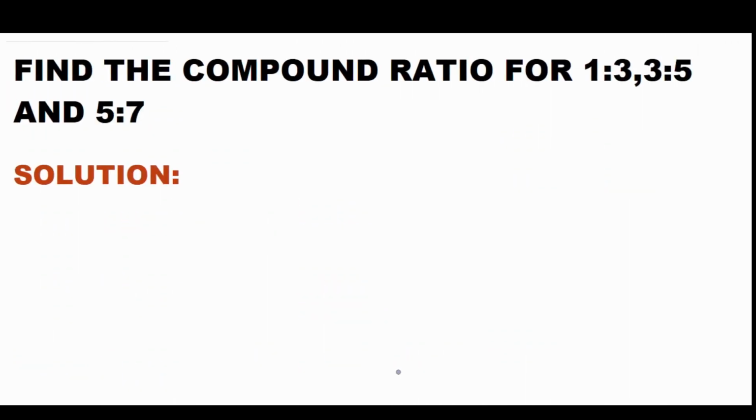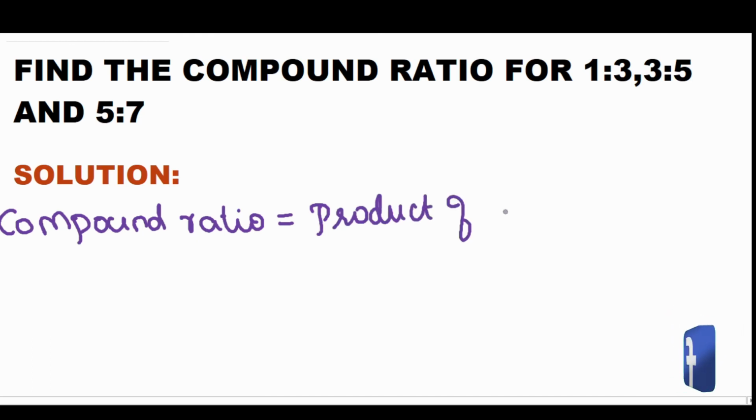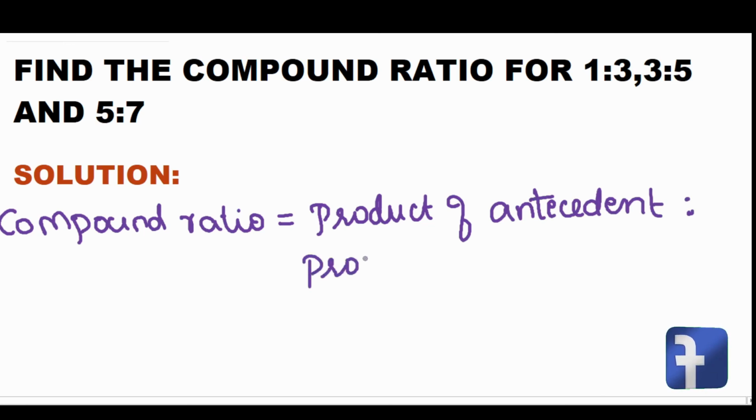The next problem is find the compound ratio for 1 is to 3, 3 is to 5 and 5 is to 7. So in the last video, we have learnt about the compound ratio. So what do you mean by compound ratio? We learnt compound ratio is nothing but the ratio between the product of antecedent to the product of consequent. So we learned this in our last video.